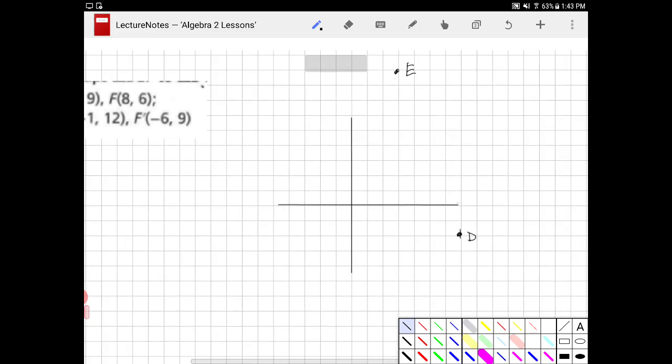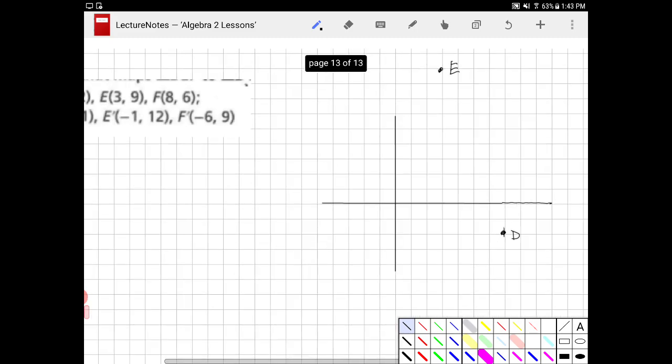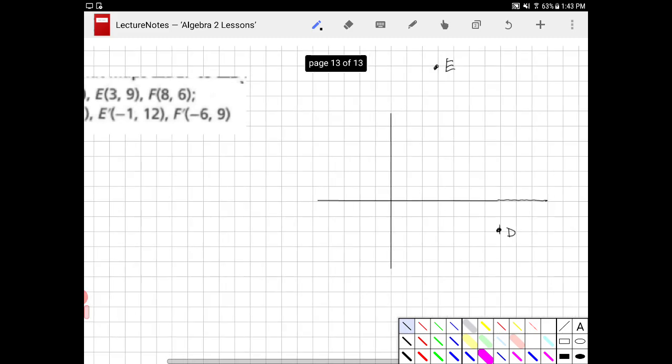So 8 comma 6, where will that be? That would be one more over, and then 6. So it's 2, 4, 6. Boy, they didn't make it easy, did they? 2, 4, 6, 8. 2, 4, 6. This is F. Okay. So this is the shape that I will need to perform a glide reflection for.